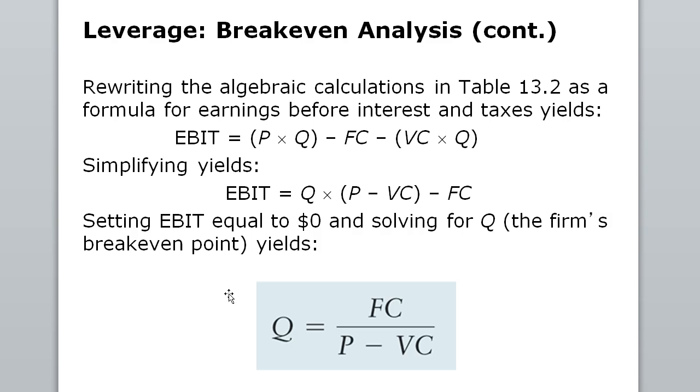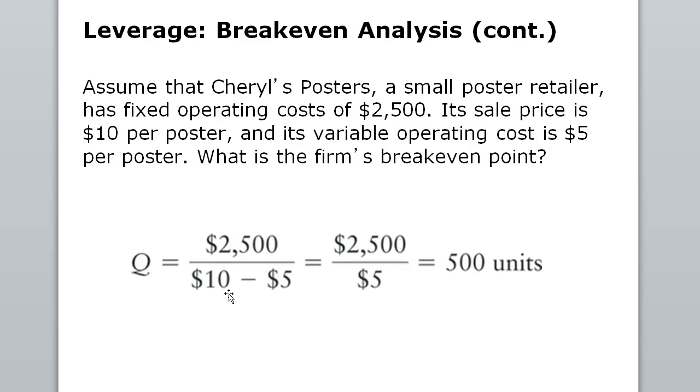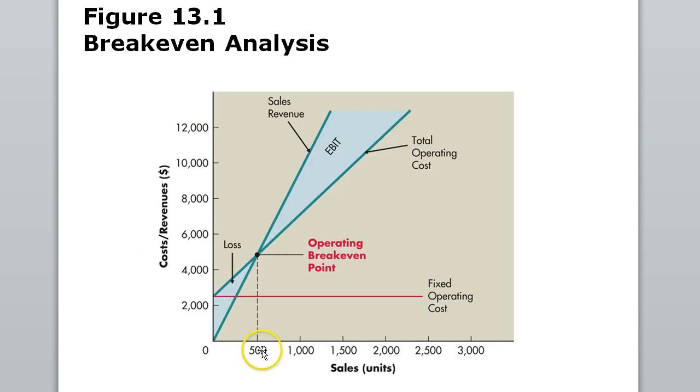So this will tell us the amount of quantity we need to break even as a company, or the minimum amount we need to sell to not lose any money. So in this one scenario, if we have $2,500 in fixed costs, price of $10 per share, and $5 variable cost, then we wind up needing to sell 500 units to reach the break-even point.